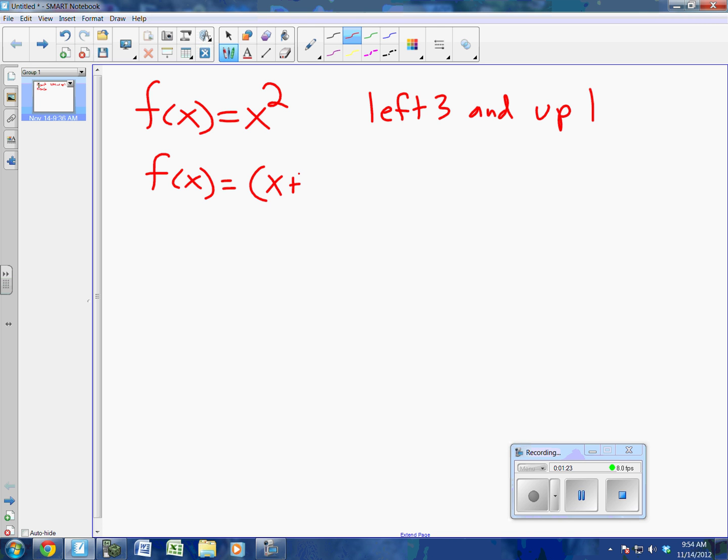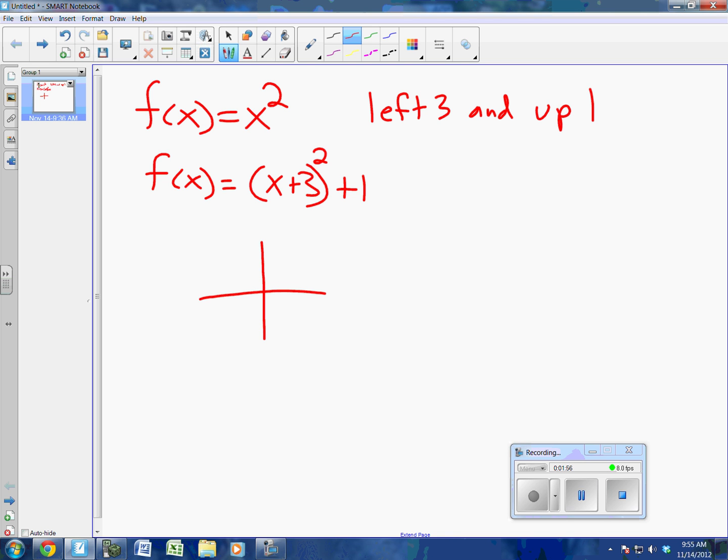In parentheses, right? Is that correct, by the way? Why is it that I do the x plus 3, you guys? Because x plus 3 goes the opposite way. This is what moves it left and right, the x plus 3. And to move it up 1, I add 1, right?